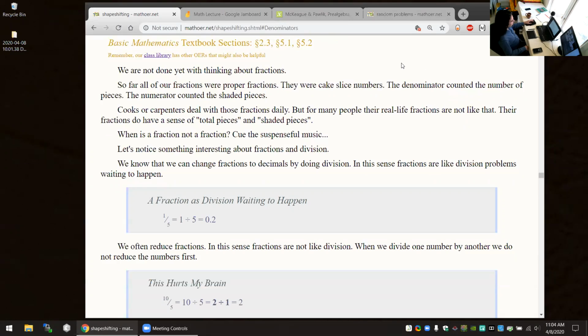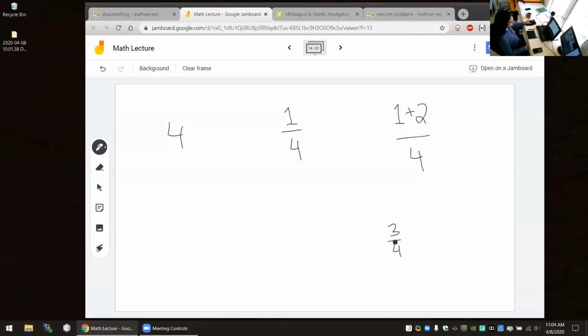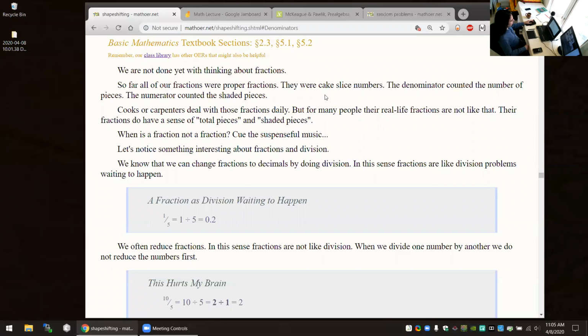So far all of our fractions were proper fractions like cake slice numbers. The denominator says how many pieces there are, and the numerator is how many we care about. So if I write 3/4, there are 4 pieces of cake, and there are 3 pieces that are mine or that we haven't eaten yet or something like that. That's how we're all taught to think about fractions.